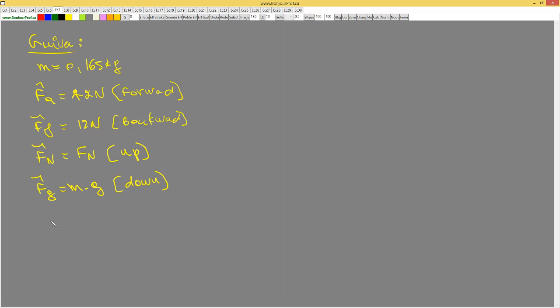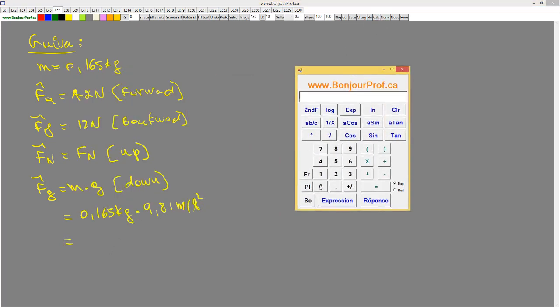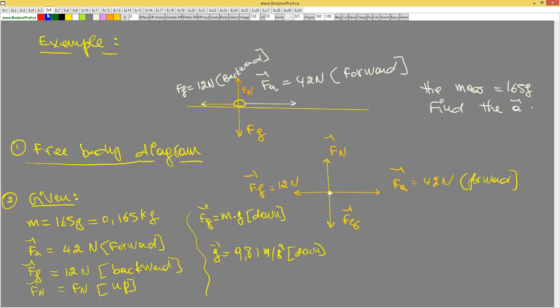Can I calculate it? Yes. So what is the Fg? It is the mass, 0.165 kilograms, times 9.81 meters per second squared. It gives us newtons. Why 0.165? Because the mass was in grams, and we have to convert it to kilograms. The mass must always be in kilograms, so you divide by 1,000.